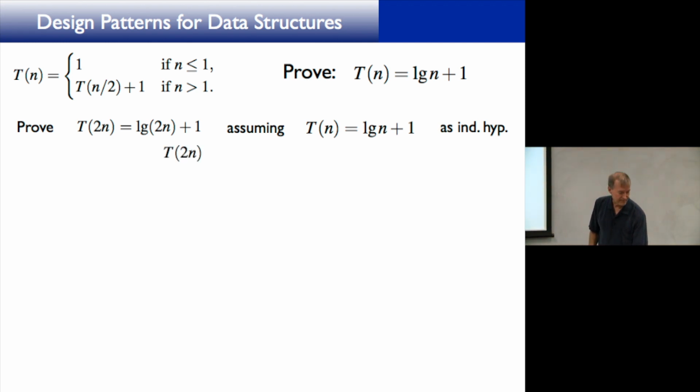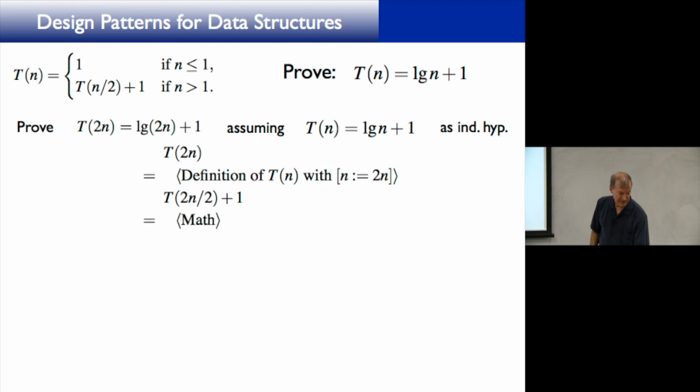We substitute the definition of t of n, this time with n replaced by 2n. So what is that? T of 2n over 2 plus 1, right? But what's 2n over 2? Equals, by some math, t of n plus 1. And now what can we do?